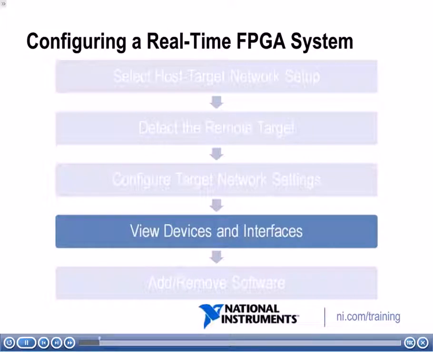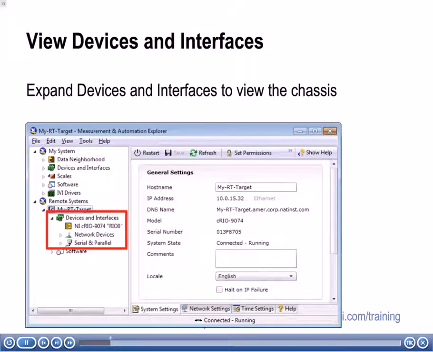Okay, so after you've configured your target network settings, the next thing you want to do is view devices and interfaces in Max. So here we have a screenshot of Max, and over here under our real-time target, in this case it's a CompactRIO, we can expand devices and interfaces and make sure everything shows up correctly.